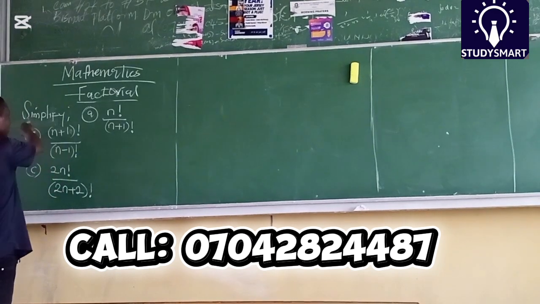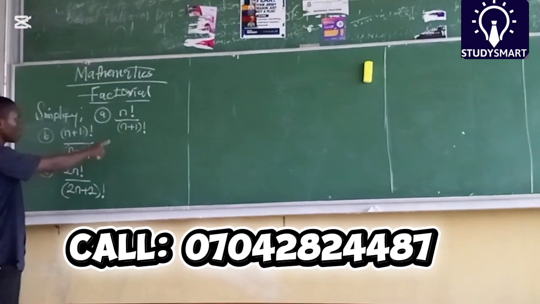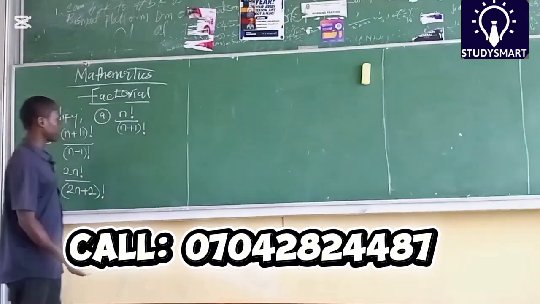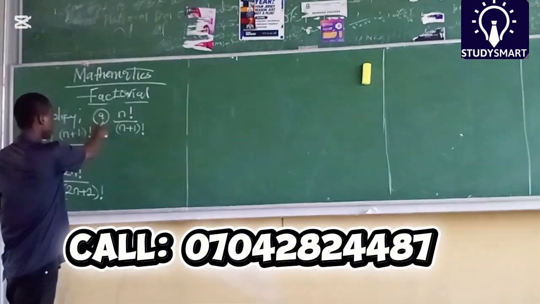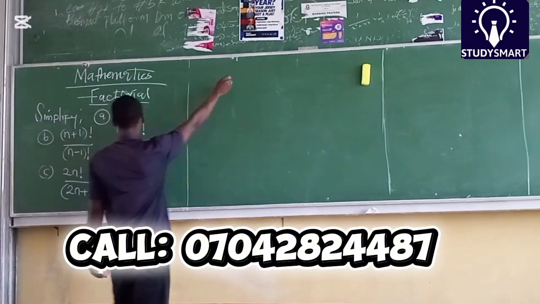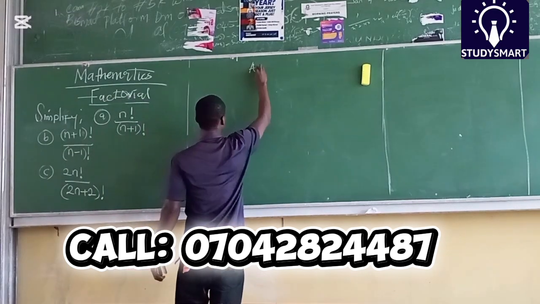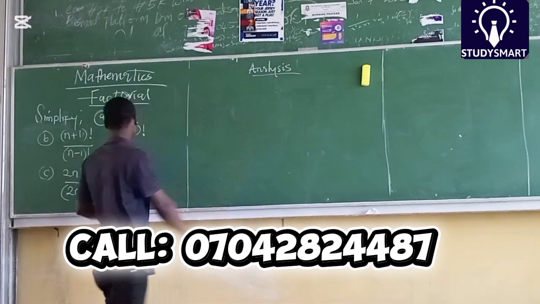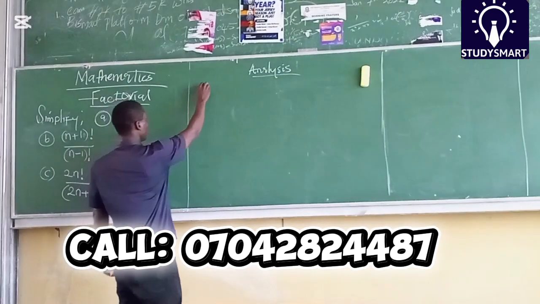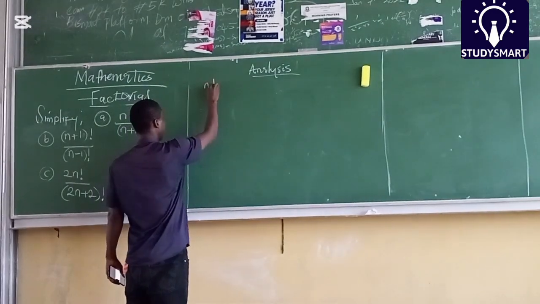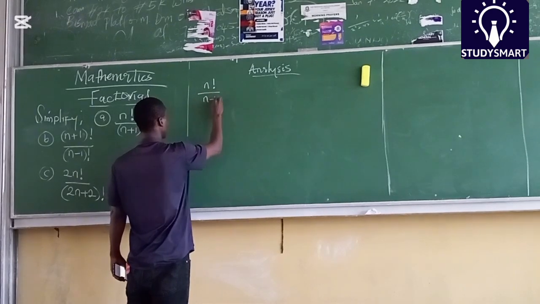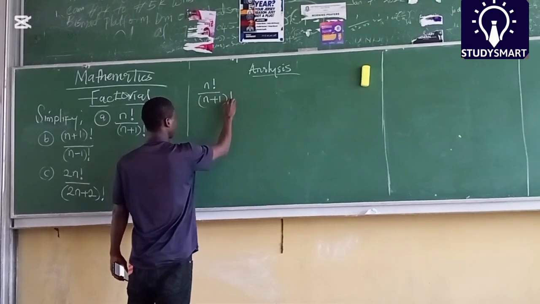So the question says simplify, and if you check very well, we'll have A, B, and C. So we are going to be taking them in bits. This is A. So let's analyze them. We'll take down the first one, which means simplify n factorial over n plus 1 factorial.